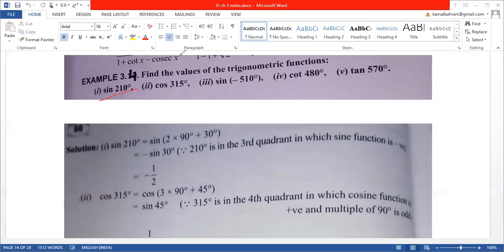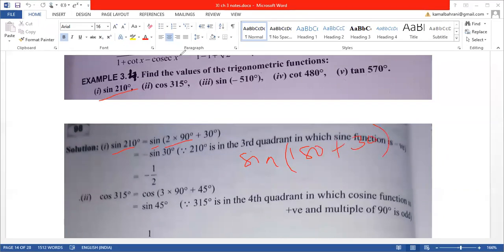Now sin of 210 can be written as sin of 2 into 90 plus 30. So what is 2 into 90? Sin of 180 plus 30. Instead of 2 into 90, basically you write it as 180 plus 30.